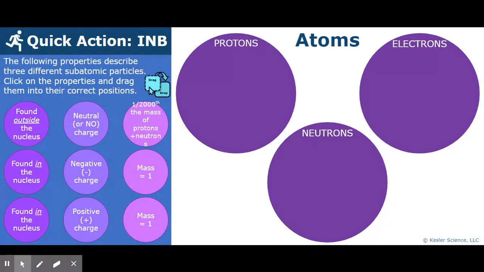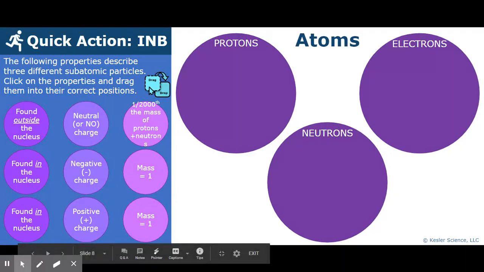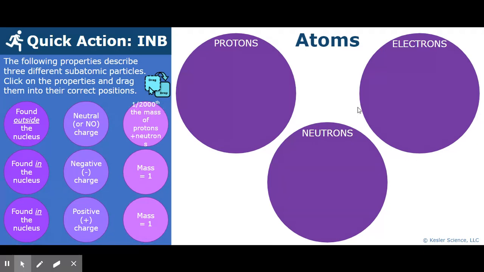Now that we've talked about it for a little bit, we're going to do a quick action slide. The following properties describe three different subatomic particles. Click on the properties and drag them to their correct positions. So you're going to look at the previous 3 slides, and you're going to look at the facts for these, and you're going to move these over to the right spot.